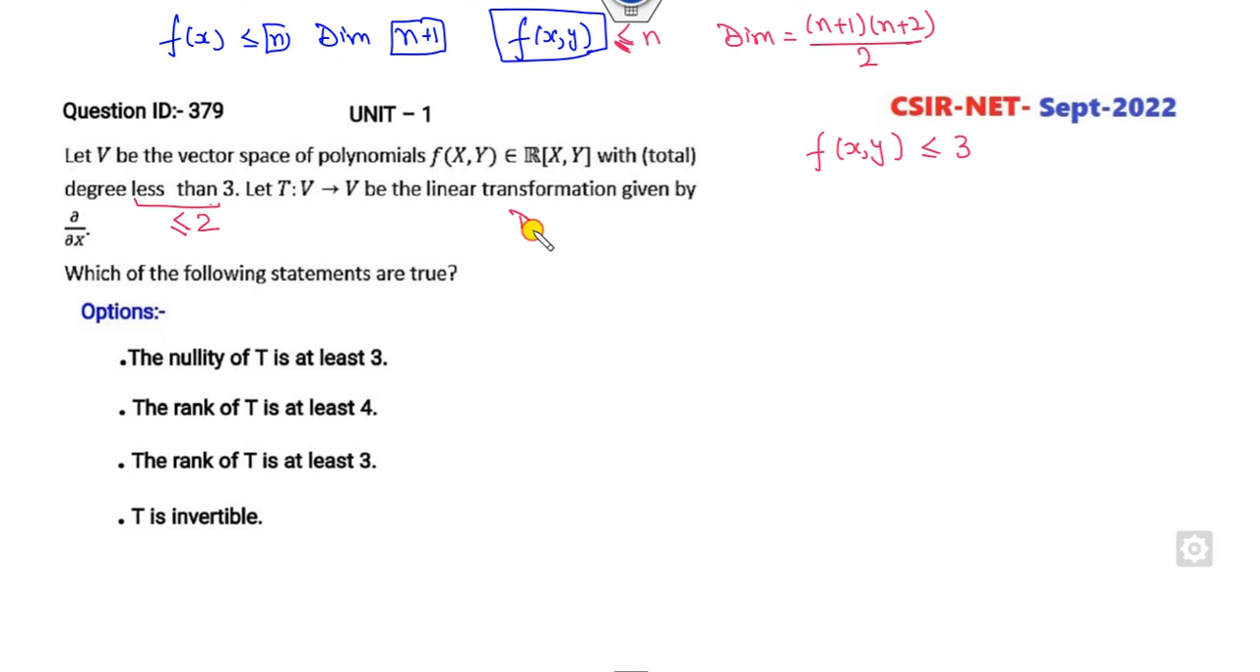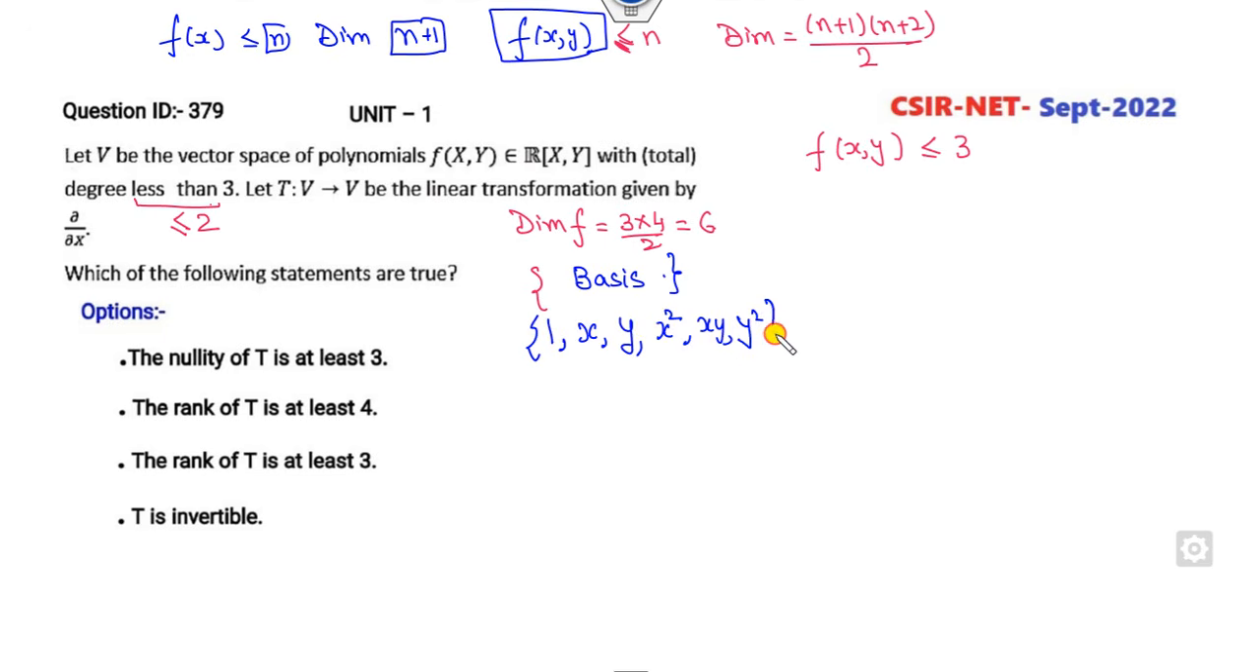So what is the dimension of V? n is 2, so it is 3 times 4 over 2, that is 6. Dimension 6 means it has 6 elements in the basis. So what are the 6 elements? 1, x, y, that's 3, and then x square, xy, y square. These are the elements of the basis. Now the rest of the part is similar.